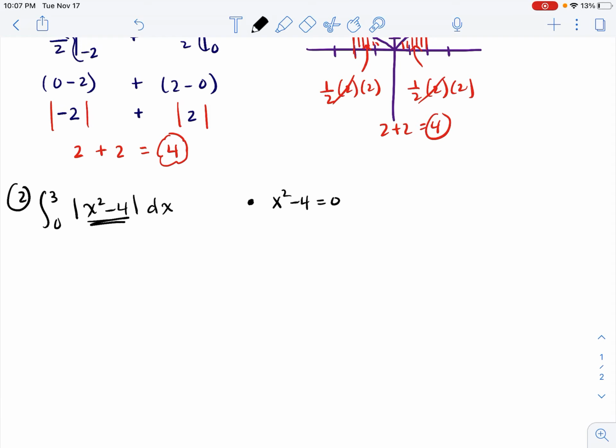Okay, well I can do it two ways. I can either factor it or just add 4 and take the square root. Why don't we just do that, right? Add the 4, you get x squared equals 4. Take the square root of both sides, and oh my gosh, you're going to get two answers. What do I do? Well, you guys, look at your interval, okay?